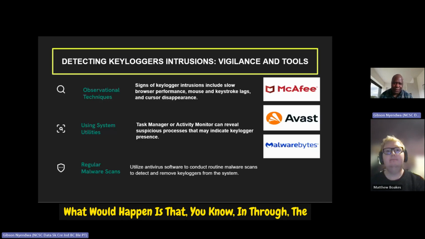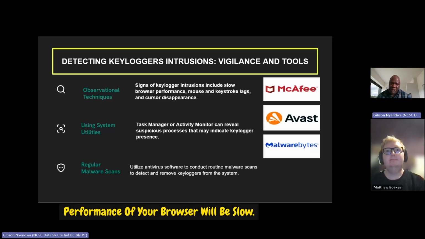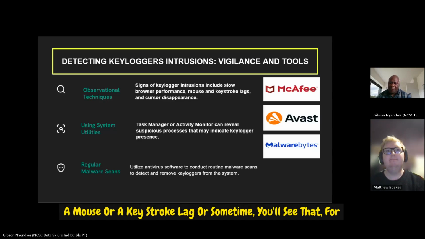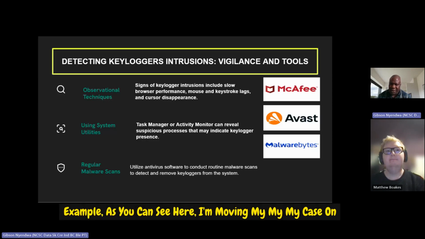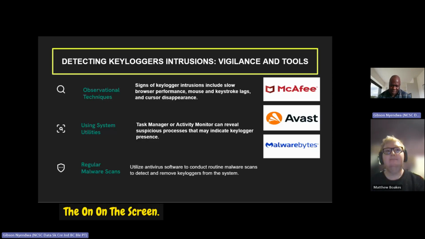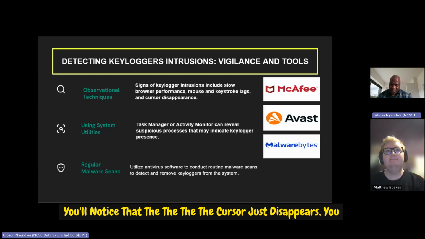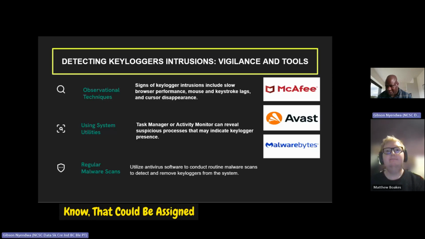What would happen is that the performance of your browser would be slow, there would be mouse or keystroke lag, or sometimes you'll see, for example, as you can see here, I'm moving my cursor on the screen. You'll notice that the cursor just disappears. That could be a sign of a keylogger installed on your system.